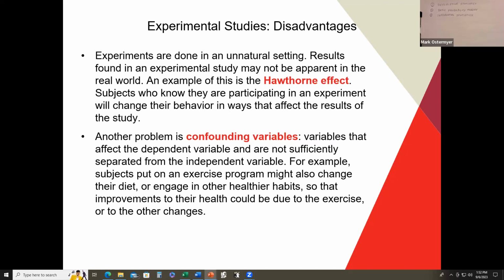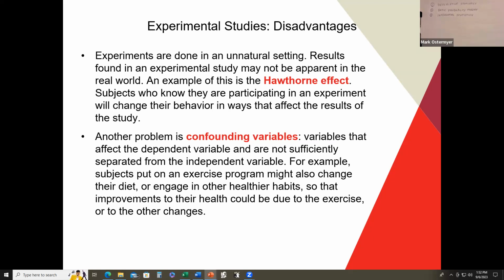For instance, if you put subjects on an exercise program, and also change their diet or engage in other healthier habits, the problem is, how do we know that any improvements in their health is attributed to exercise?